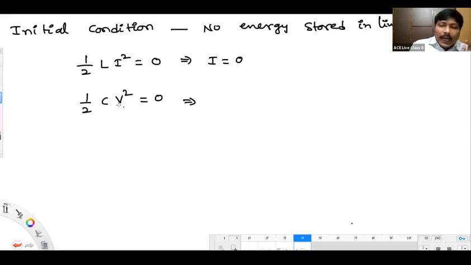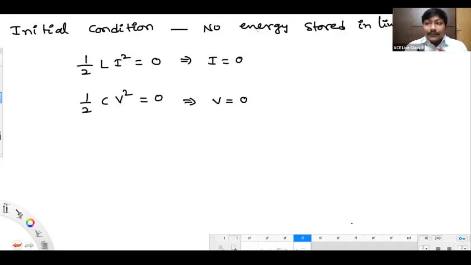And similarly, half C V square is 0 means which value will become 0? Is it capacitance or voltage? Capacitance will not become 0. Voltage will be 0. Means initially there is no existence of voltage and currents on the transmission line. That's the meaning.